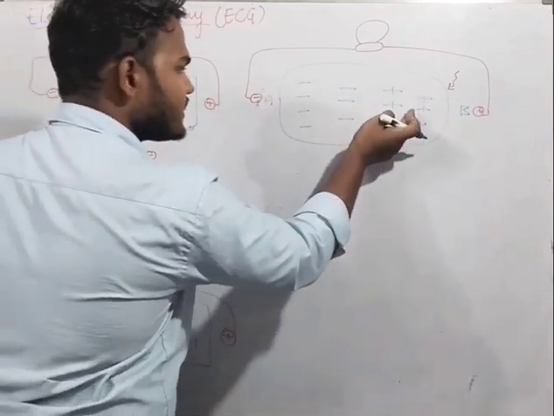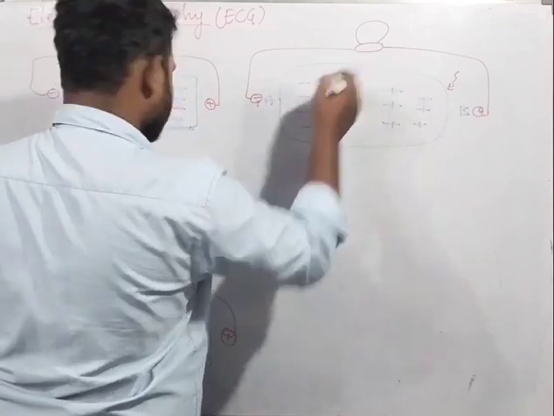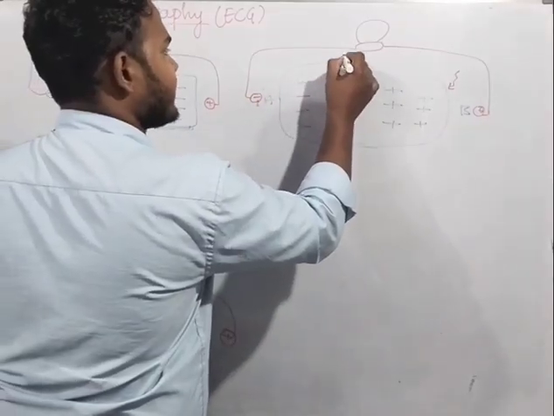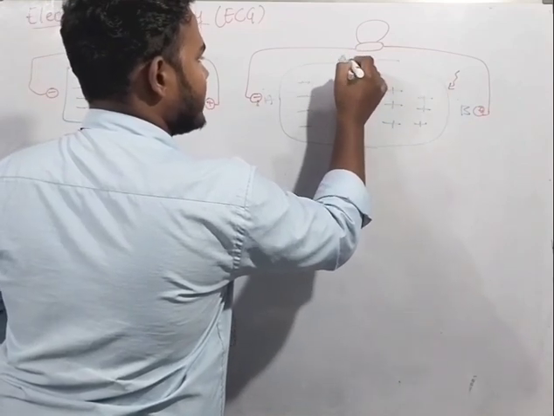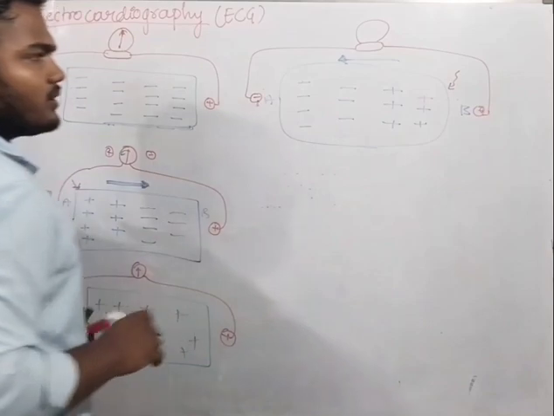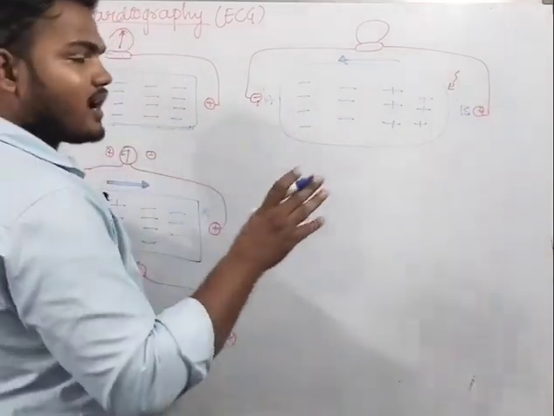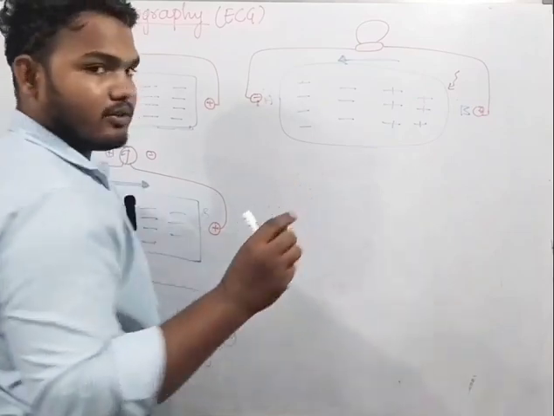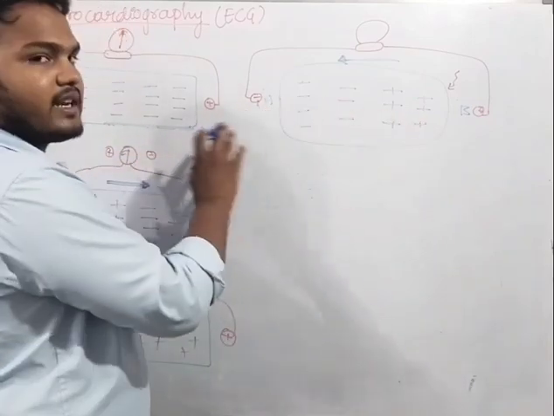Now the flow of charge is from positive to negative. The vector is in this direction, the direction of the vector is like this. But the current in the galvanometer is in the opposite direction, because the charges are flowing in the opposite direction.